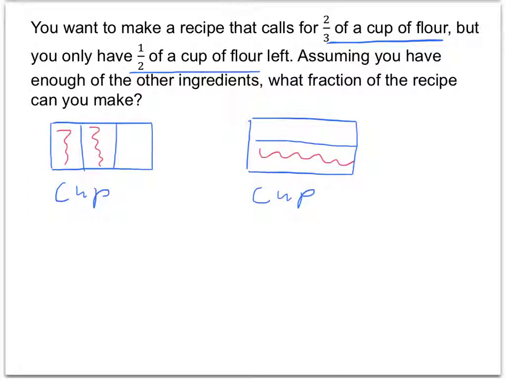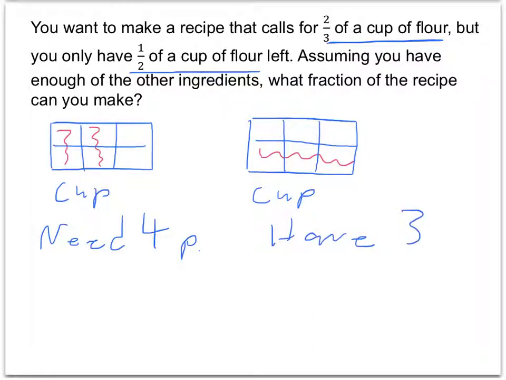So let's draw pieces of equal sizes. And we can do that very easily by drawing 1 horizontal line there and 2 vertical lines right here. So now all our pieces are of the same size. And so now we can see from this picture over here that we need a total of 4 pieces. But over here we see that we only have 3 pieces. Okay. So we need 4 pieces, but we only have 3 pieces.